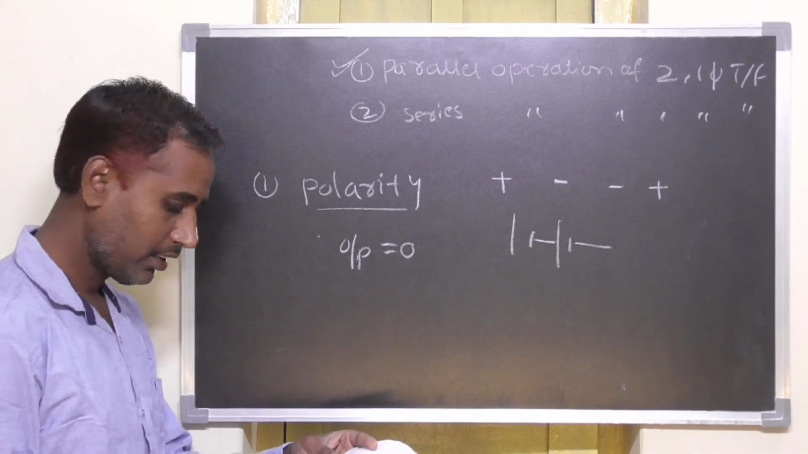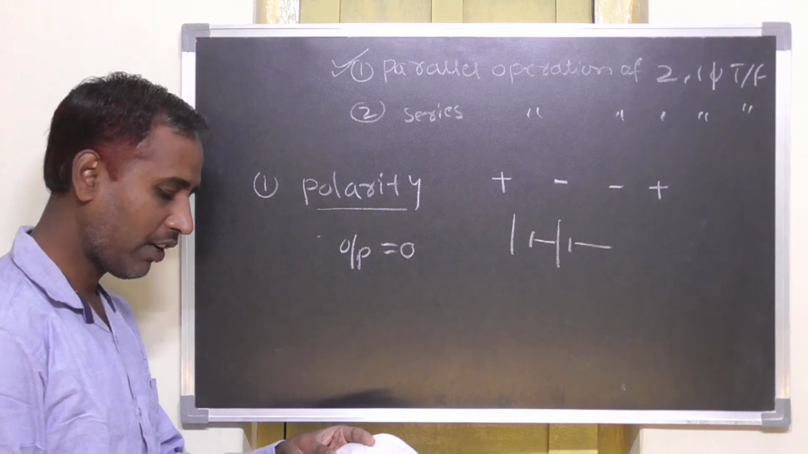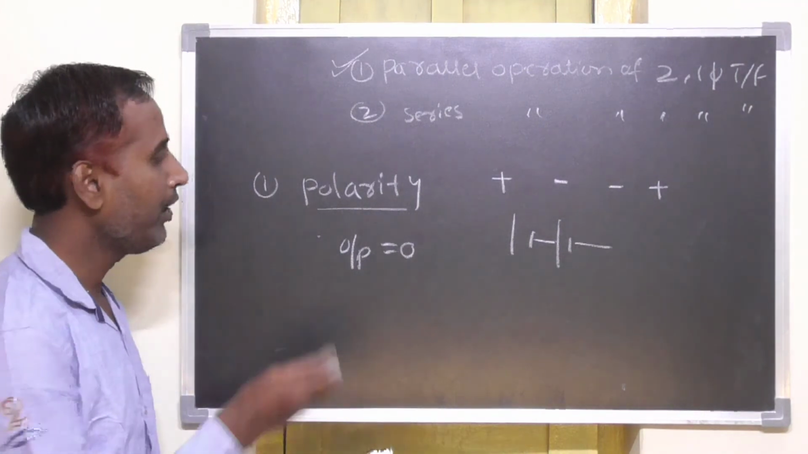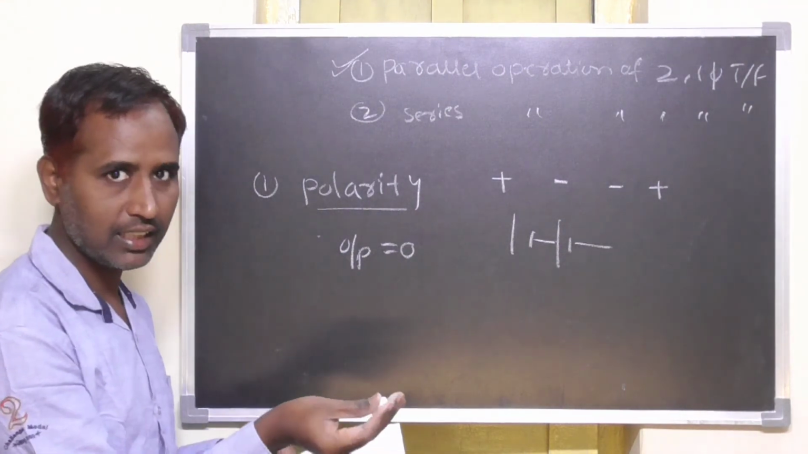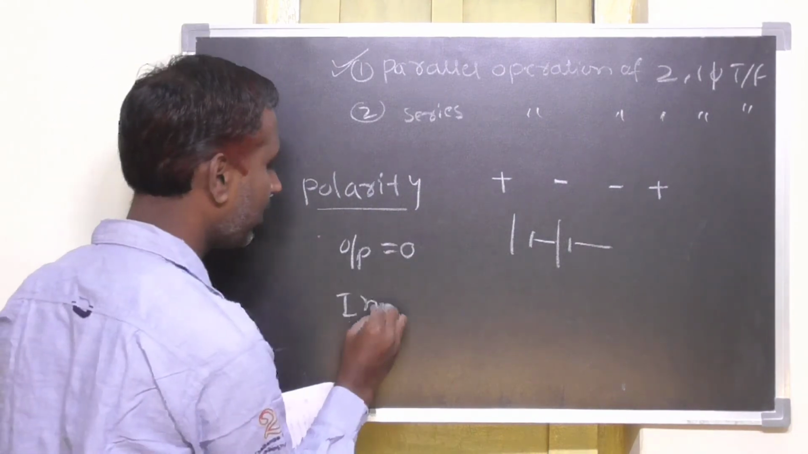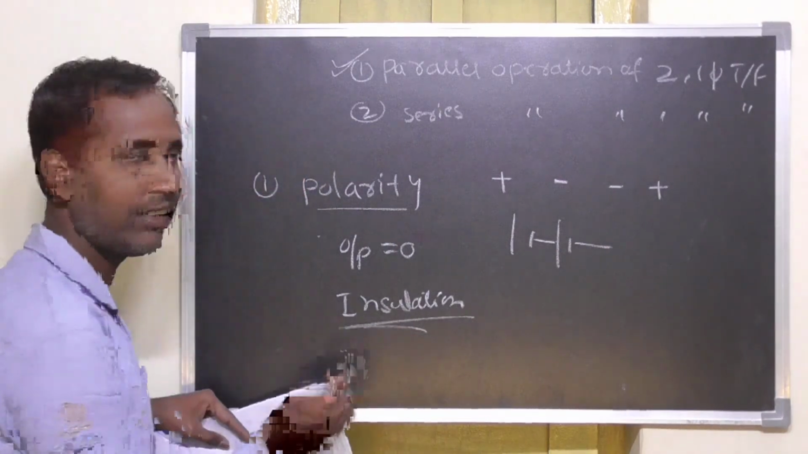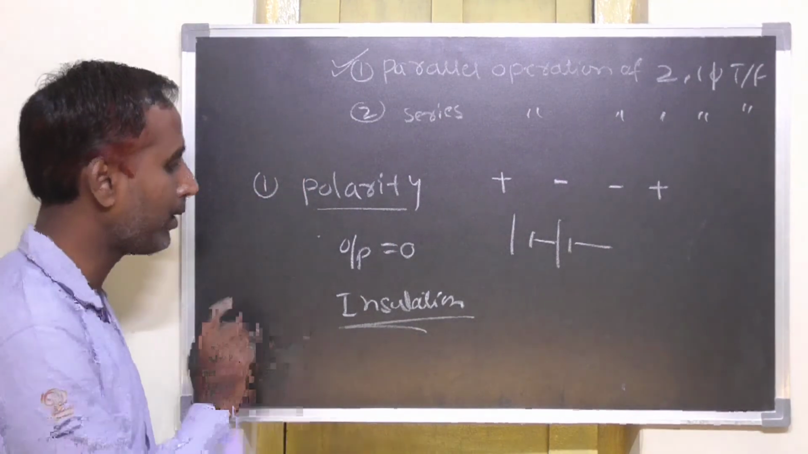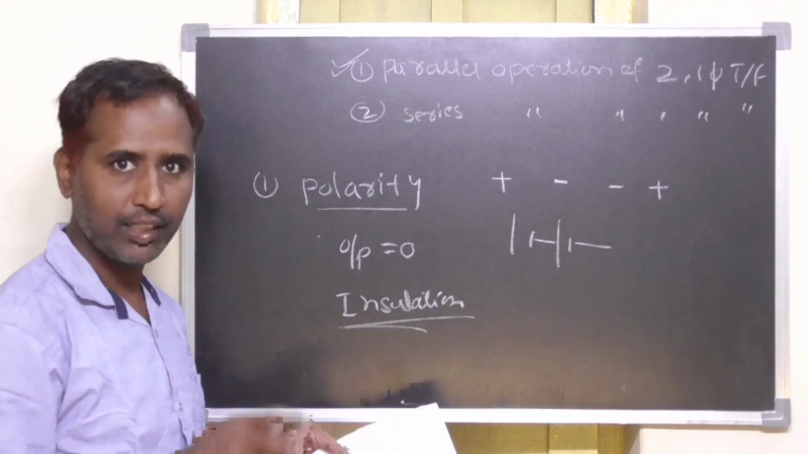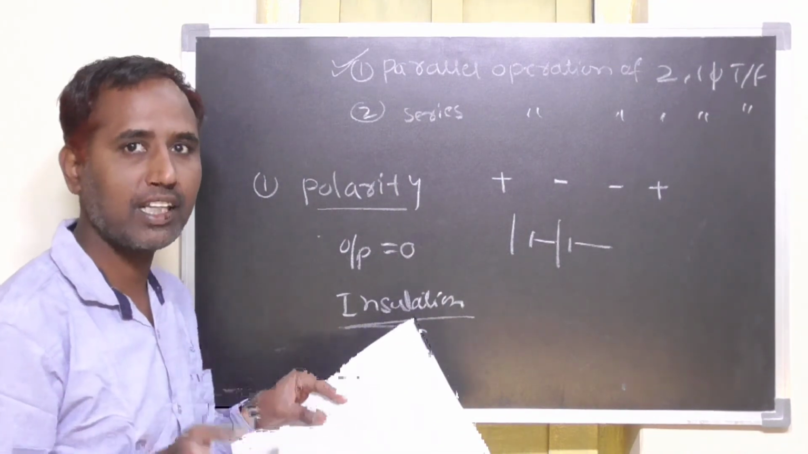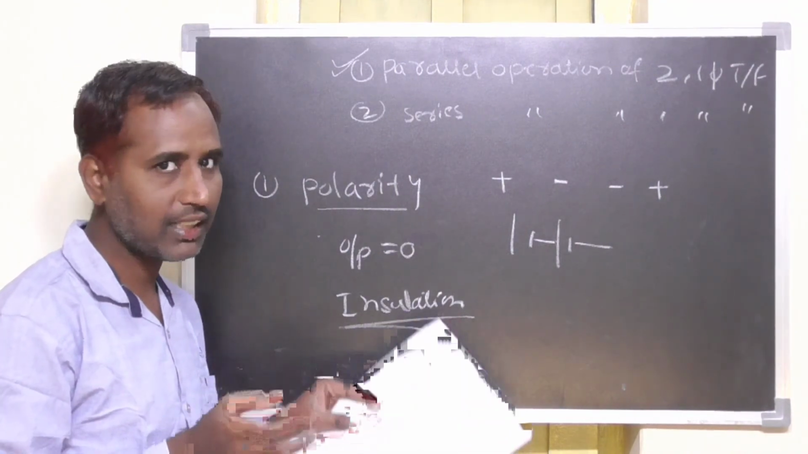Then the next point is care for the insulation level of the secondary winding. We are connecting a number of transformers in series, so the insulation of the secondary winding we will see. These are the two conditions. So friends, this completes why transformers are connected in parallel and why transformers are connected in series.